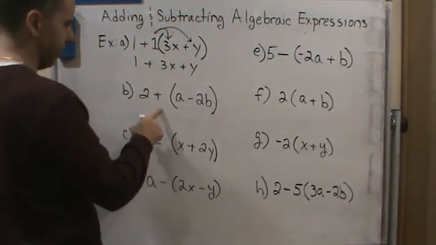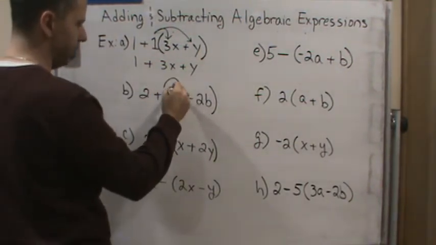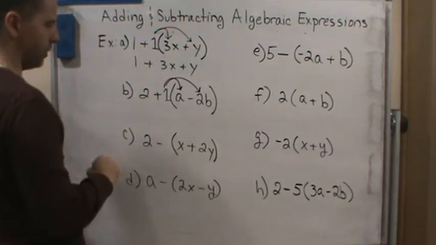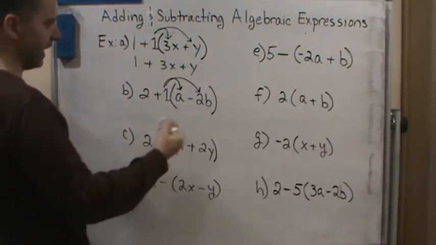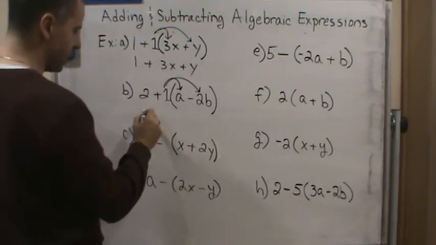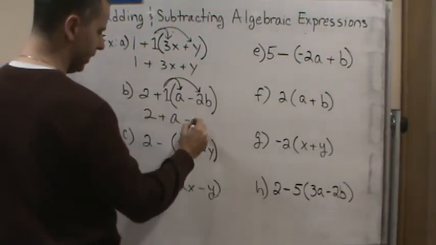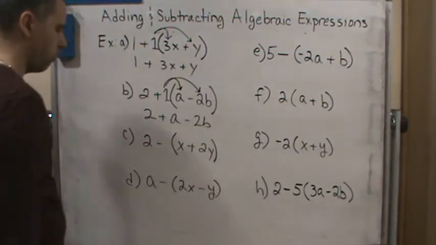Same thing here, right? If I have an imaginary 1 here, I'm just going to distribute the 1 to both terms inside the parentheses, and again, nothing happens. 1 times any number is just itself, so it doesn't change anything. So I can just write 2 plus a minus 2b.